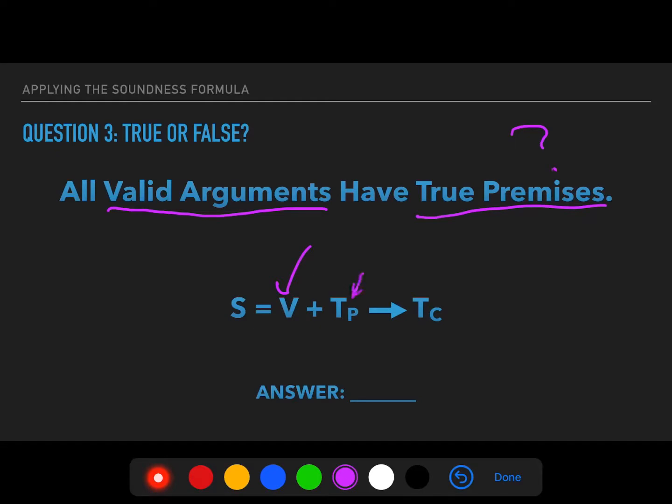But notice that validity and truth of the premises are just two separate chunks here. I can't move from one to the other in the formula. So checking off the V tells me nothing about the truth of the premises. I don't know anything about those. So this is going to be false. No, you can't conclude that there are going to be true premises just because the argument's valid.